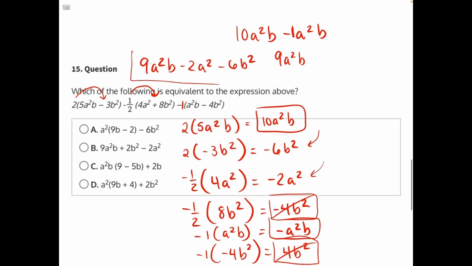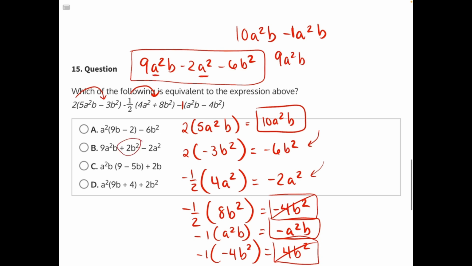Now we need to simplify this expression in order to get it to match one of our answer choices. The greatest common factor would be a squared. We can pull a squared out of these first two terms and leave negative 6b squared alone. So if we want to look at our answer choices really quickly, we could see all of the answers that have negative 6b squared and know that those will have to be the correct answer.